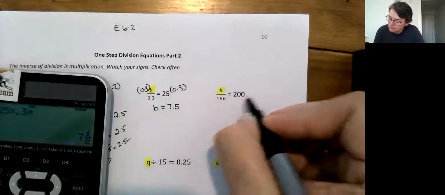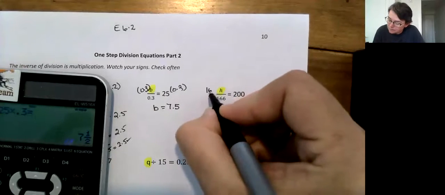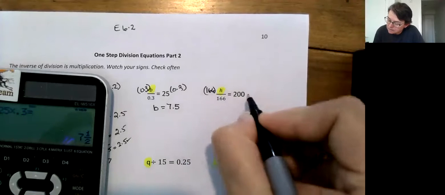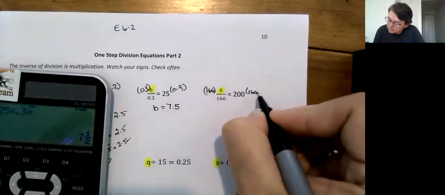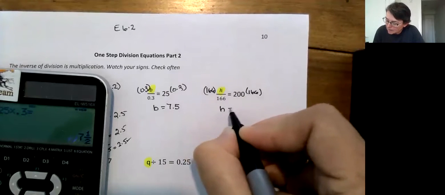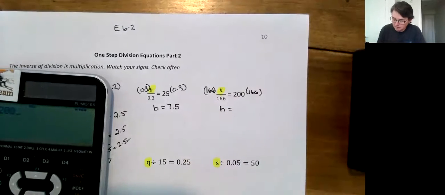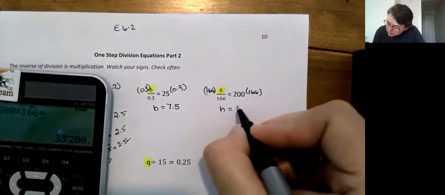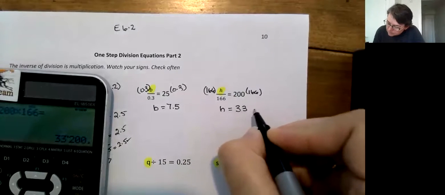I'm going to just keep my calculator here because I look like I use some big numbers. h over 166 is 200, so multiply by 166. I don't know, but it's going to be big. $33,200.